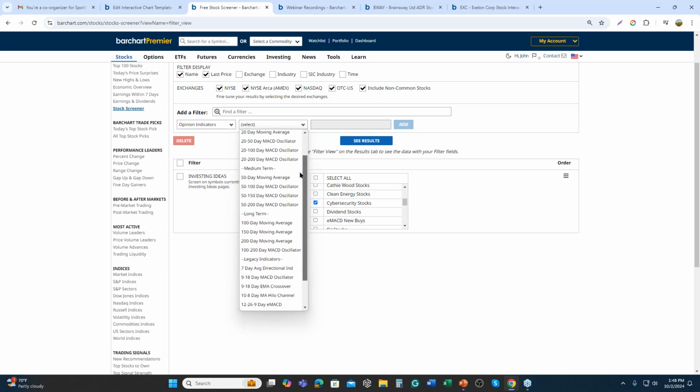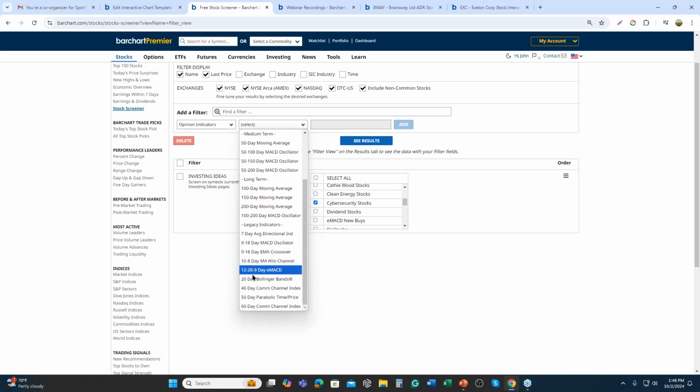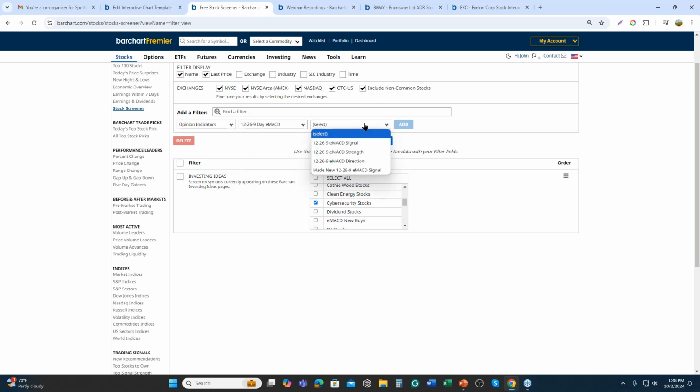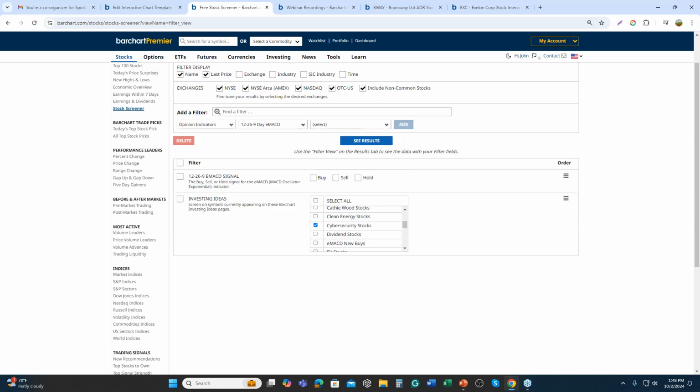And here's a lot of different opinions, indicators. These are all technical indicators. And here you can see the 12/26/9-day EMA MACD. There are a lot of variations on this particular signal, but the one I would probably look at is new buy signals, which we already have in our investment page. But I just want to find those cyber stocks that have already signaled a buy based on this indicator.